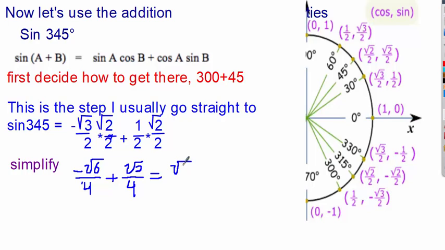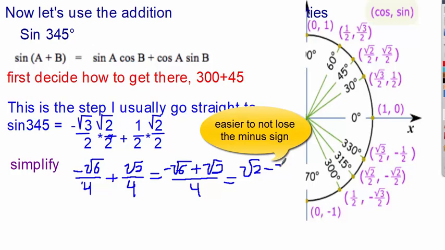So I can either write the 6 in front, or I could write the square root of 2 in front because that way I'm not going to lose track of this negative sign. And that's my final answer.